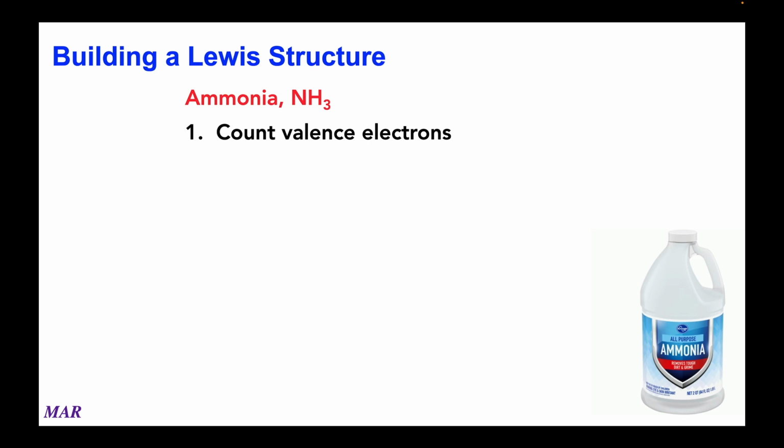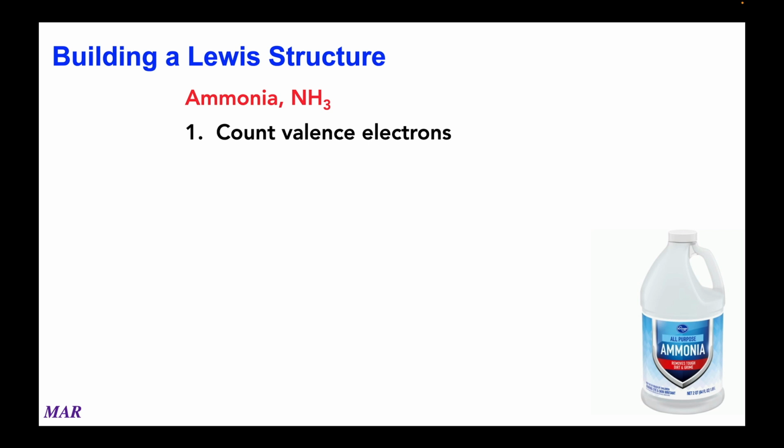So let's build a Lewis structure for ammonia. Ammonia is NH3, and ammonia is a pretty important chemical in organic chemistry and in regular chemistry. You can buy ammonia, like in that bottle in the lower right-hand side from Kroger of all things. It's a great cleaner for household things. A lot of household cleaners have ammonia.